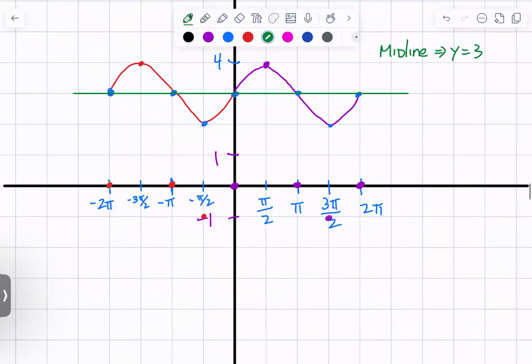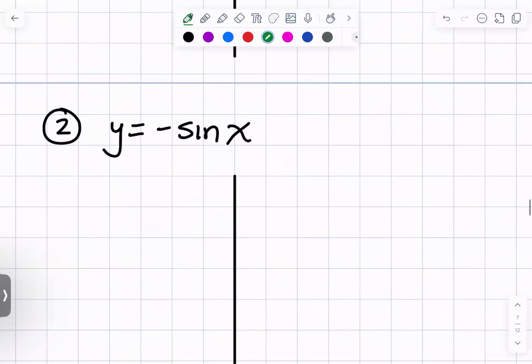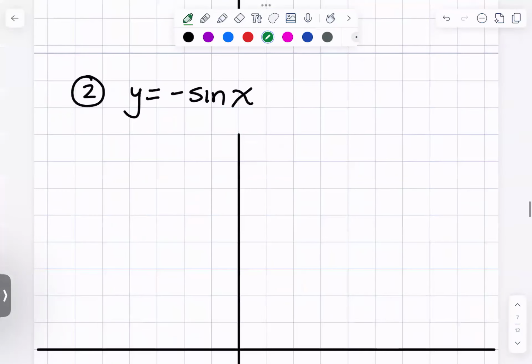So now I'm going to graph negative sine of x. And this is when knowing your transformations is key. What happens when you have a negative sign on the outside of the graph? Well, that negative here represents horizontal, oh no, a vertical reflection, right?